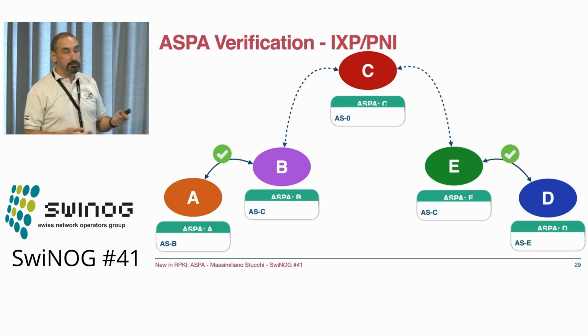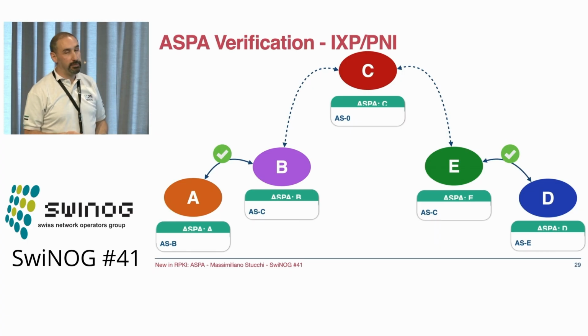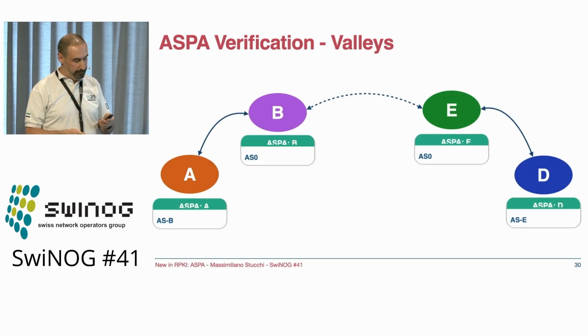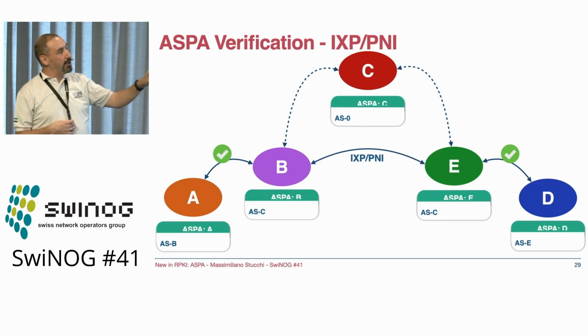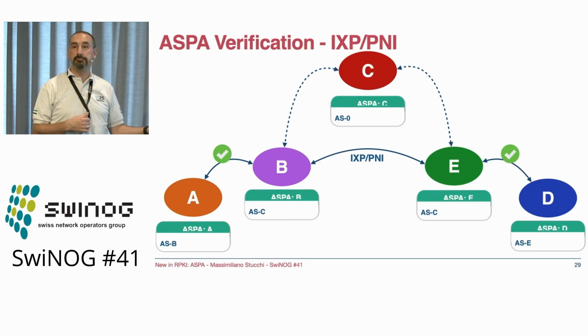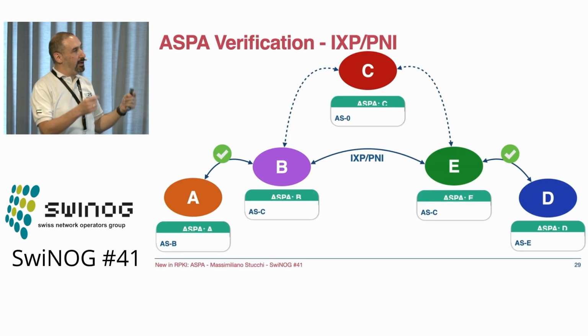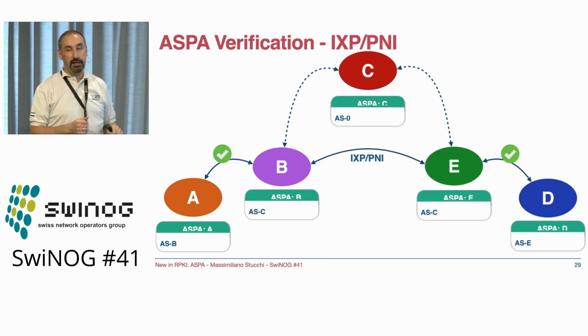And then another example: this is a normal path, but we insert an IXP in the middle. Whoops, let me go back. We insert an IXP in the middle, and how do you think this would work? I had a specific question about this last week. If I insert an IXP in the middle, people would say, okay, if I look at ASPA, B is not an upstream for E, or E is not an upstream for B.